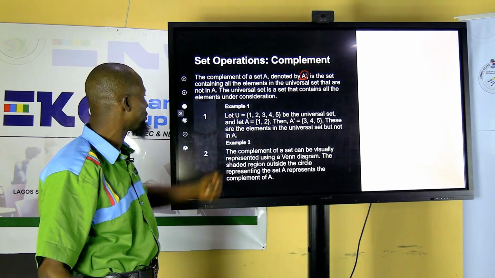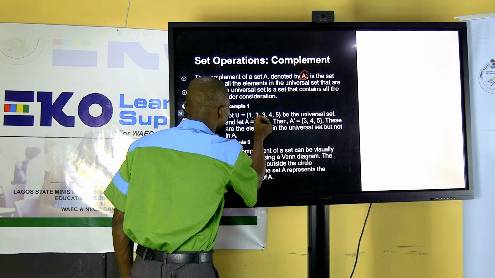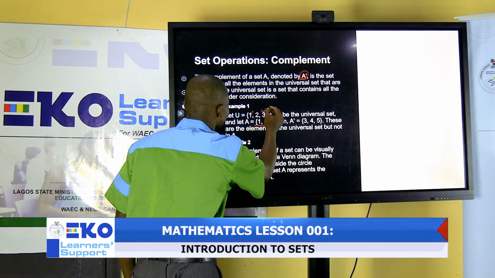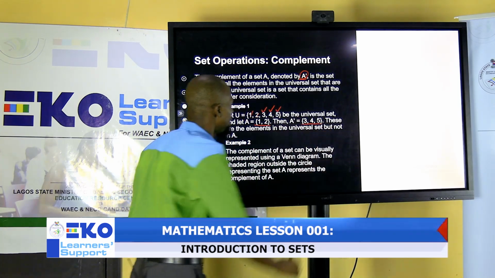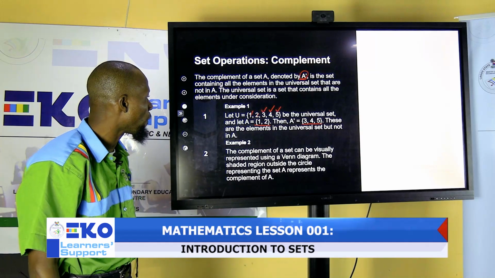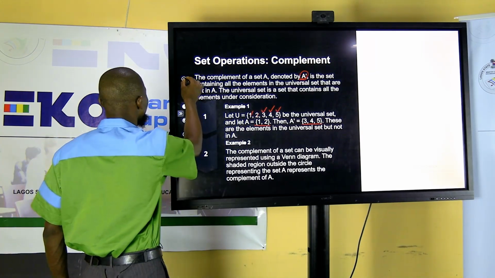An example, let's consider this. The universal set is 1, 2, 3, 4, 5, and A is 1, 2. So then we can see that 3 is not in A, 4 is not in A, 5 is not in A. So A complement is 3, 4, 5. So that is the example for that.